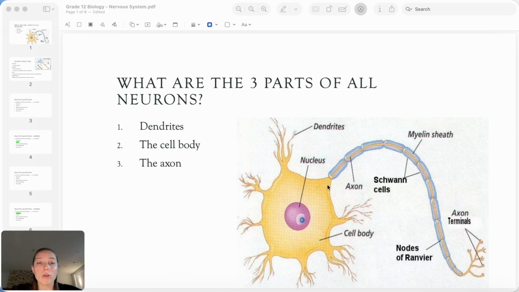I'm going to point them out here on this diagram. So we have the cell body, which is the round part of the cell. Then we have the dendrites, which are these finger-like projections coming out of the cell body. And then we have the axon, which is this long tail coming out of the cell body, and the axon terminals, which is where the axon ends.